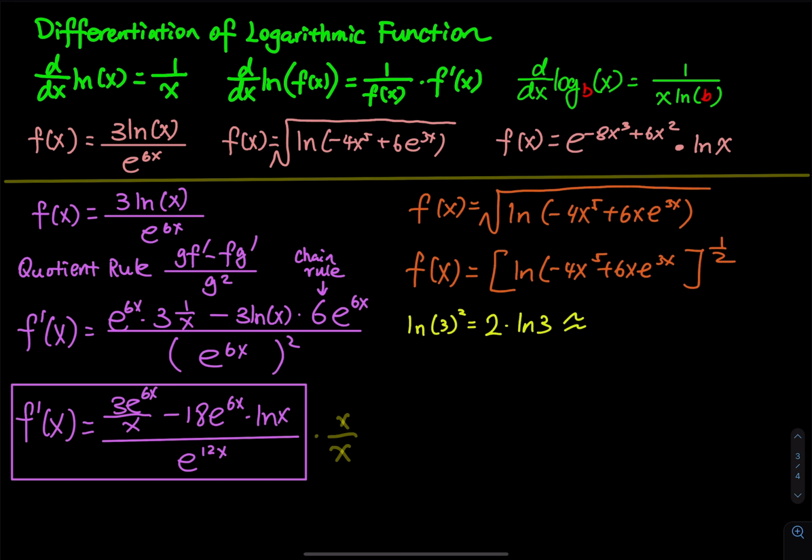This is approximately equal to 2.197. If you have ln 3 and then you square the whole thing, then this is approximately equal to 1.207. They are not the same at all.